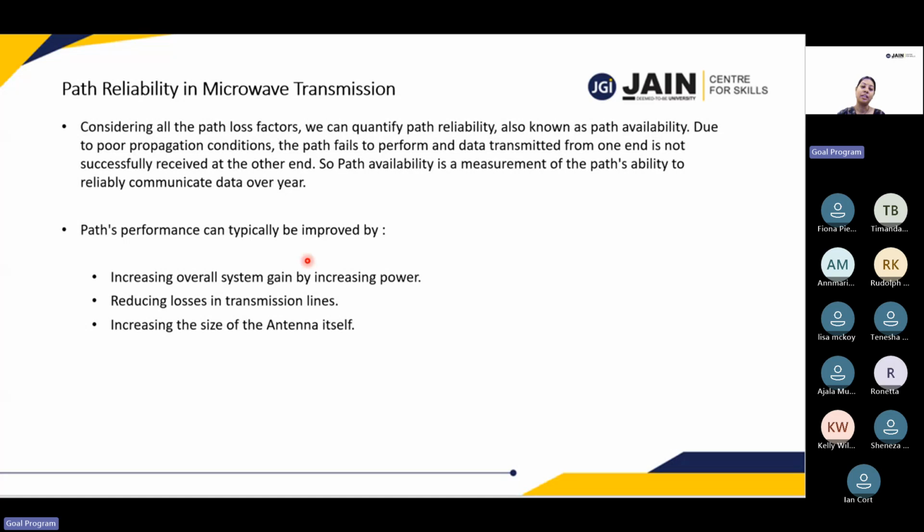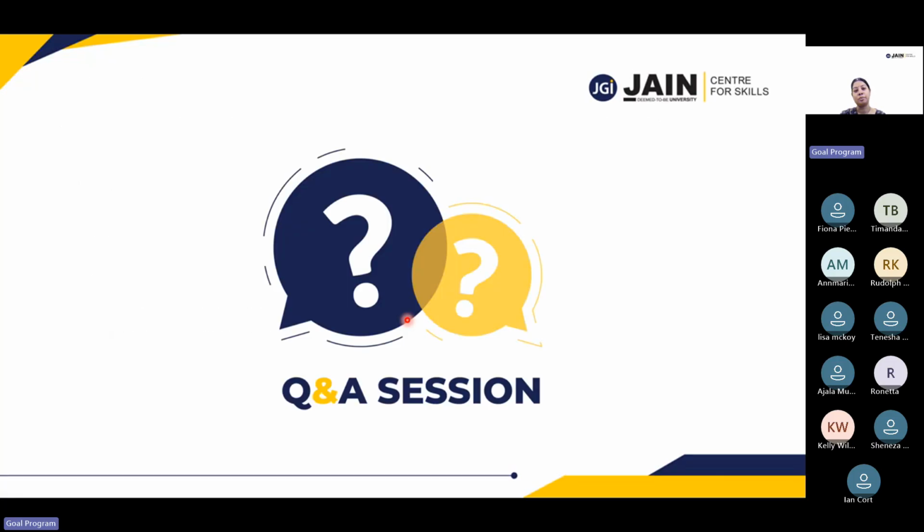Path performance can typically be improved by increasing the overall system power, reducing the loss in transmission lines, and increasing the size of the antenna itself. You can do all these things for increasing the reliability of the path and having accurate data at the receiver side. This is what we have discussed about microwave transmission.